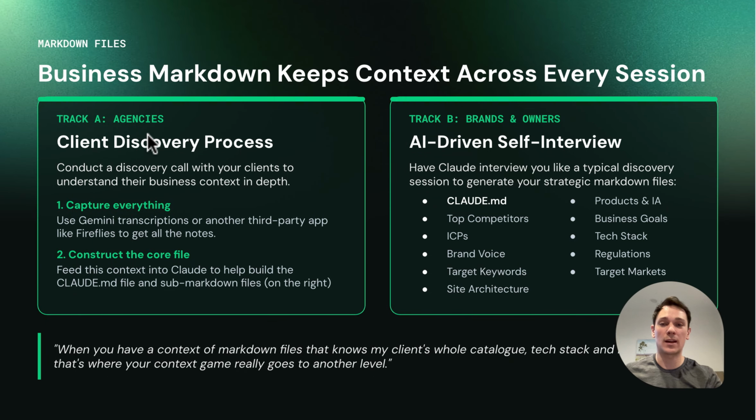So for the agency track, you can use a client discovery process. We do this for every engagement at Prosperity Media. This captures everything from their business goals, their SEO history, their tech stack, anything like that. We can create markdown files through transcripts of that video using Gemini or a third-party app like Fireflies, or you can construct the core file based on manual creation, taking notes.